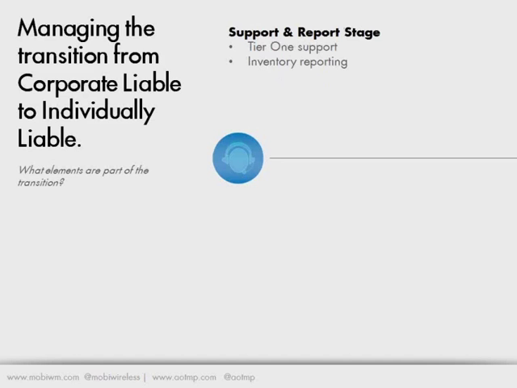And then the support and report stage here, as you're going through the transition from corporate to individual liable, users are going to have issues, challenges, questions along the way. There could perhaps be issues that are more technical, connectivity between the devices and the internal business systems and all of that. So what are the things that organizations should be considering around support and knowing what's going on, what stage it is, where it is, and so forth?